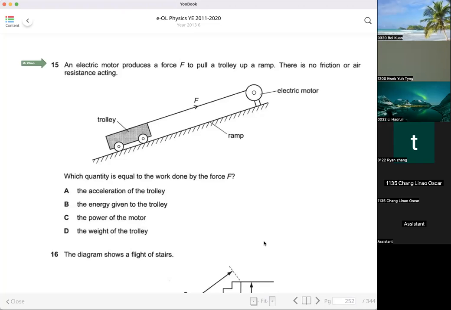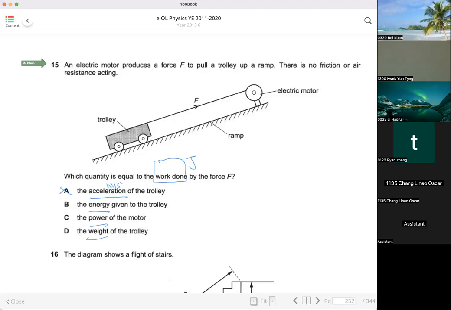Okay, for this question, you're comparing work done with these four quantities. Which of these four quantities is equivalent to work done? Can we say the acceleration is equal to work done? Cannot, right? Because acceleration is acceleration. Work done is measured in joule. Acceleration is measured in meter per second square. So they are not the same. So which of these four quantities is equivalent to the quantity of work done? Okay, so from here you should be able to get the answer. Let me see whether you got it correct.